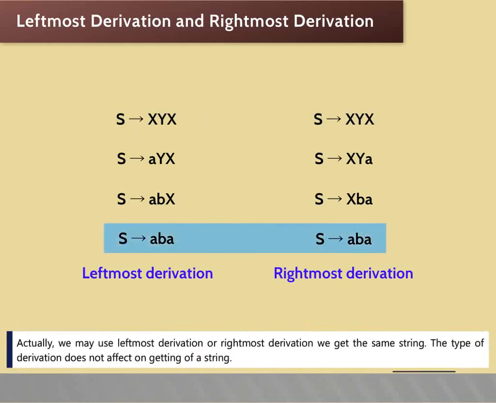Actually, we may use a leftmost derivation or a rightmost derivation. We get the same string. The type of derivation does not affect the string obtained.